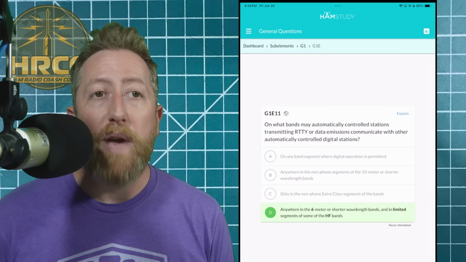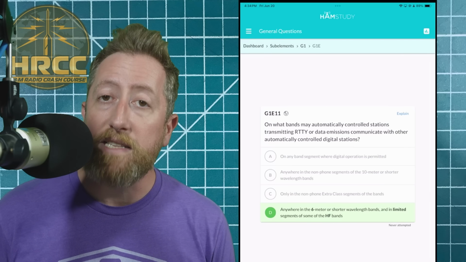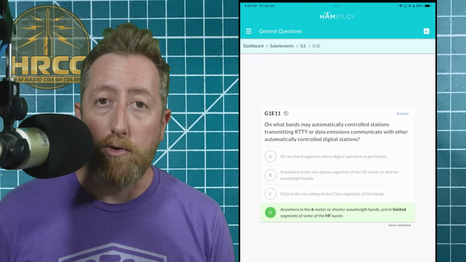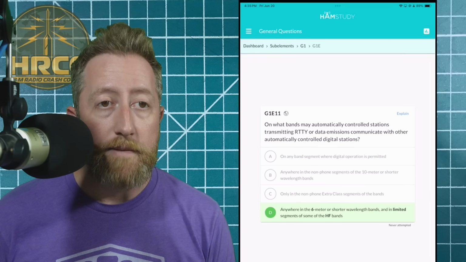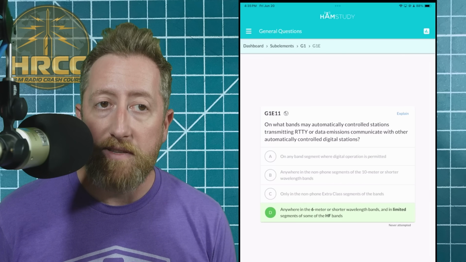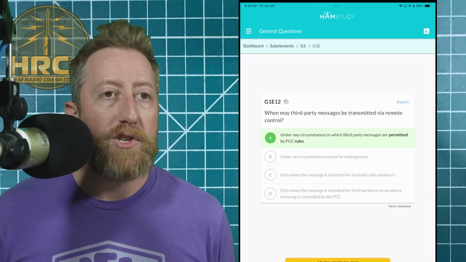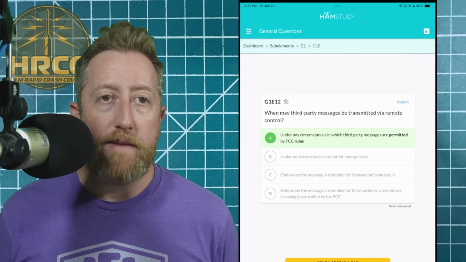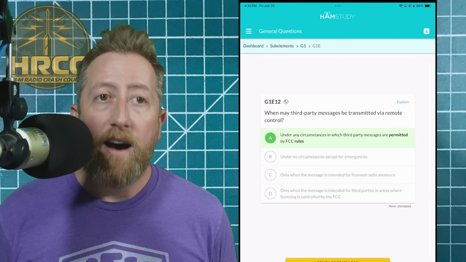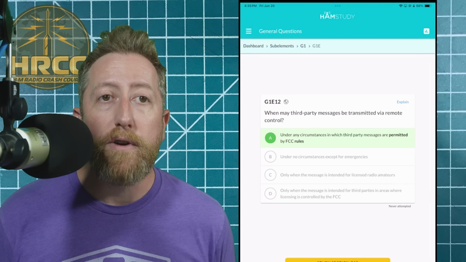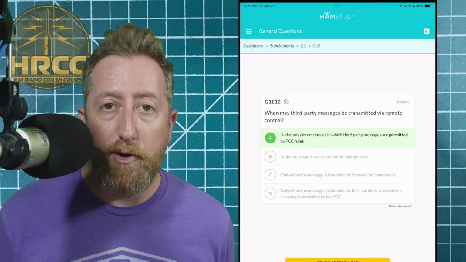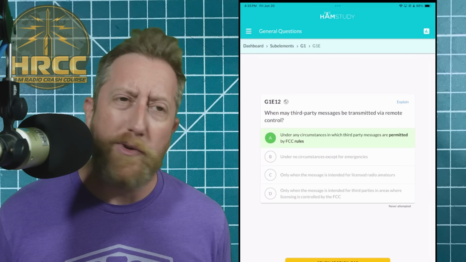Question 11. On which bands may automatically controlled stations transmitting RTTY or data emissions communicate with other automatically controlled digital stations? The answer is D. Anywhere in the 6 meter or shorter wavelength bands and in limited segments of some of the HF bands. Question 12. When may third-party messages be transmitted via remote control? And the answer is A, under any circumstances in which third-party messages are permitted by FCC rules. So you are allowed to do third-party messages if the third-party rules are met by the FCC.